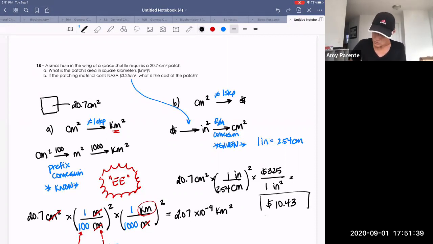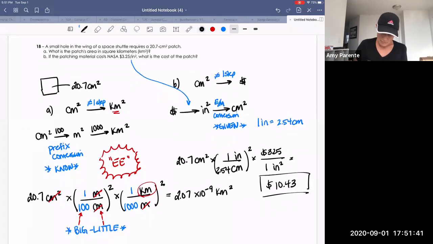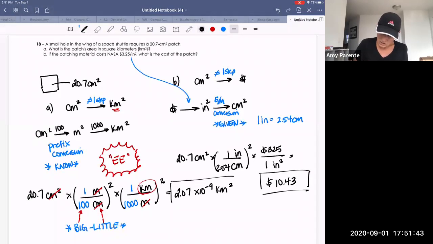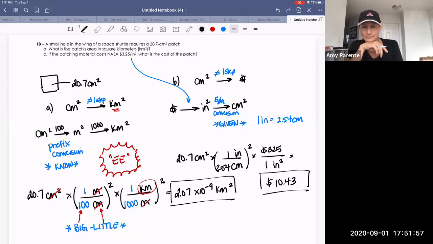So I'm going to go ahead and do what I ask you guys to do when we do problems like this. Go ahead and box your answers. Make sure your answers always have the right number of significant figures and the right units. So I'll give you guys a minute to finish writing and then see if you have any questions on this one.